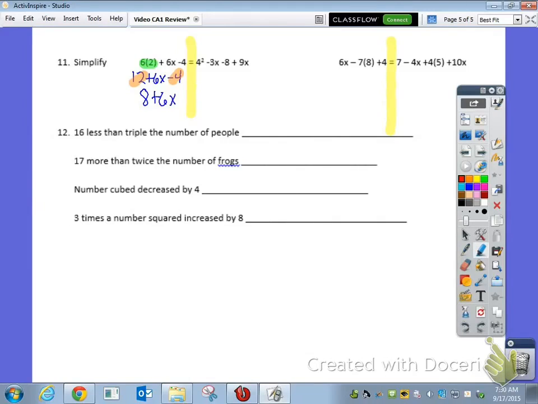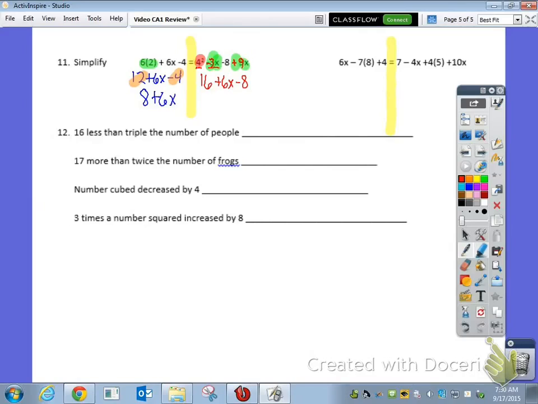On the right side, I have 4 squared, so I can do that. And then I can also put together, I have a term, negative 3x, and then positive 9x. So those are the things I can do. So we're going to work on that one. 4 squared is 16. This is a minus 3, and this is a plus 9. So you're going to put negative 3 plus 9, which would be positive 6x. And then that minus 8 is by itself, so I bring it down.